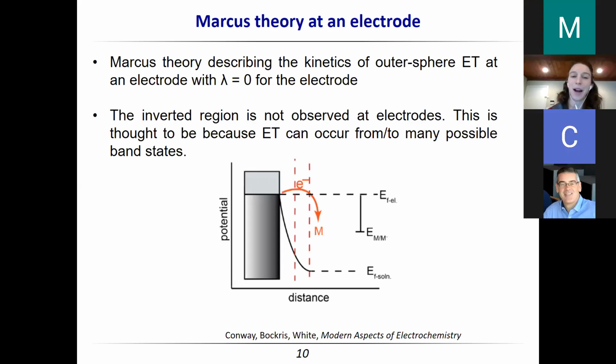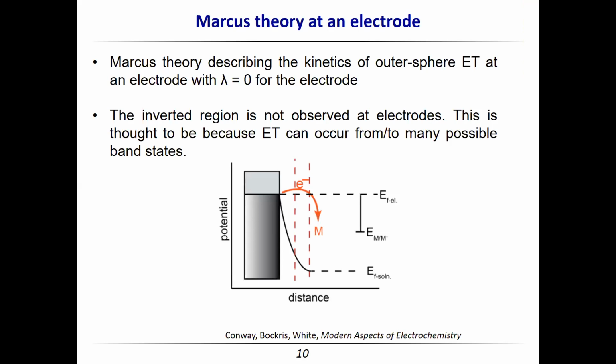Another thing to keep in mind is that Marcus theory is very famous for this inverted region, in which you increase the driving force for electron transfer and the rate actually slows down. This hasn't been observed at electrodes, and one hypothesis for why is that when I have an electrode, I increase the potential, and at some point I cap out on the rate. If the driving force is too high, I would expect electron transfer from the Fermi level to the molecule in solution to be in the inverted region.